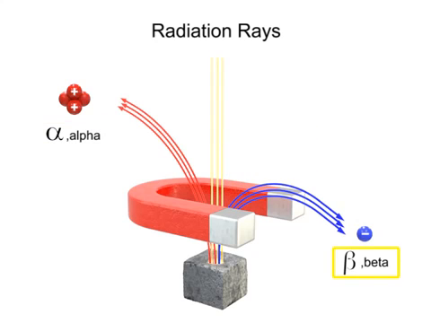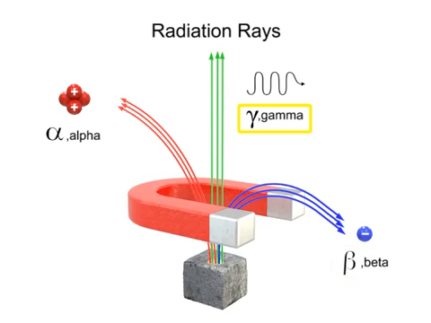Beta rays are a stream of negatively charged electrons. After passing through the magnet, they bend in the opposite direction of the alpha ray. Because electrons of the beta ray have less mass than the protons and neutrons in the alpha ray, the beta ray undergoes a more pronounced bend. Gamma rays are pure energy. Because a gamma ray has neither mass nor charge, it remains unaffected by the magnetic field.